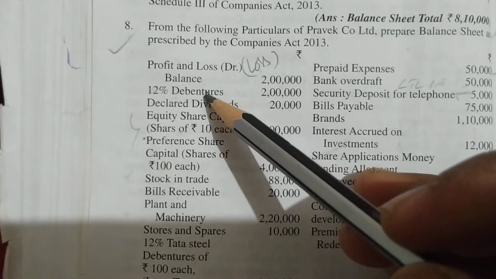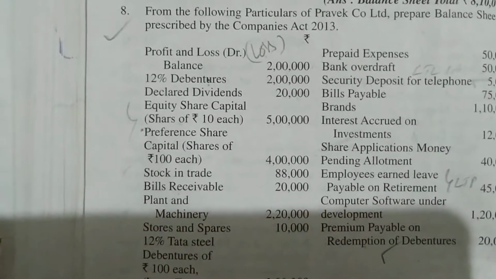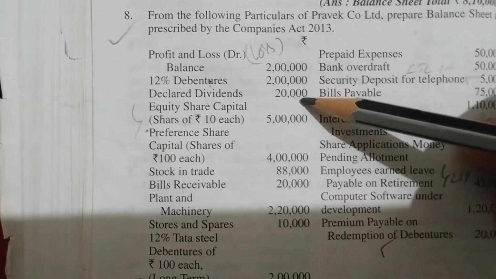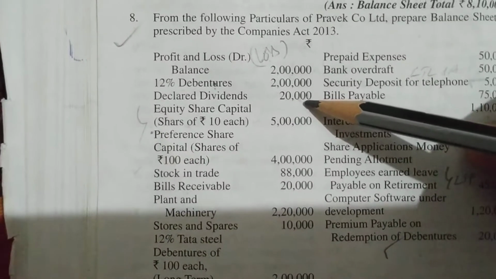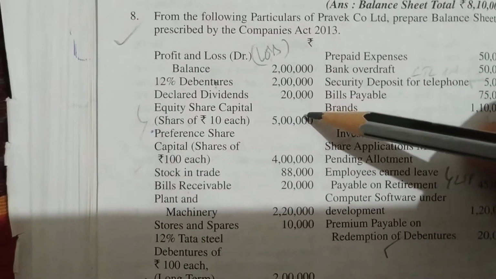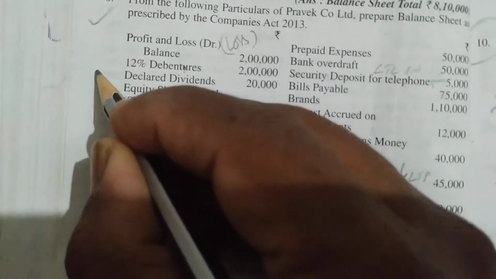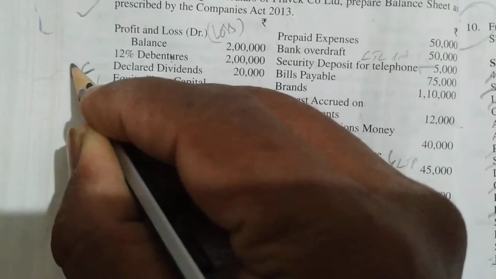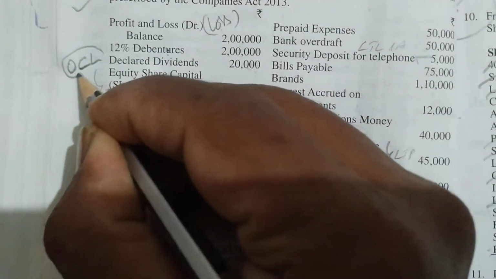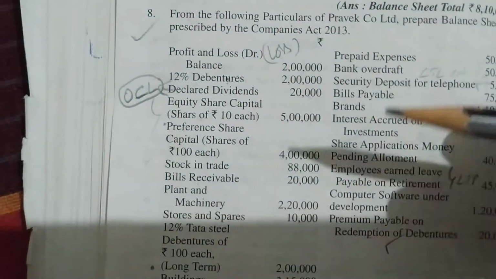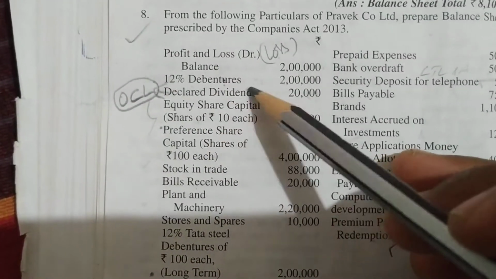Next, 12% debentures. We know this is long-term borrowing. How much is long-term borrowing? 2 lakhs. Next we are having declared dividends. How much are declared dividends? 20,000. You have to write this under other current liability. New items which we are getting, I'm writing here: declared dividends, you have to show under other current liability.